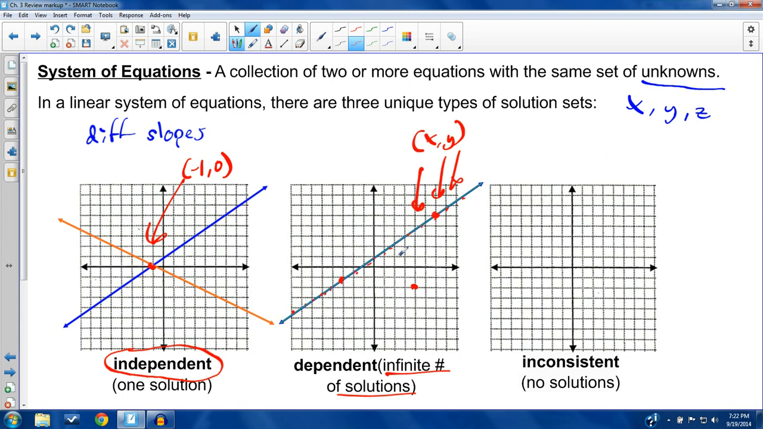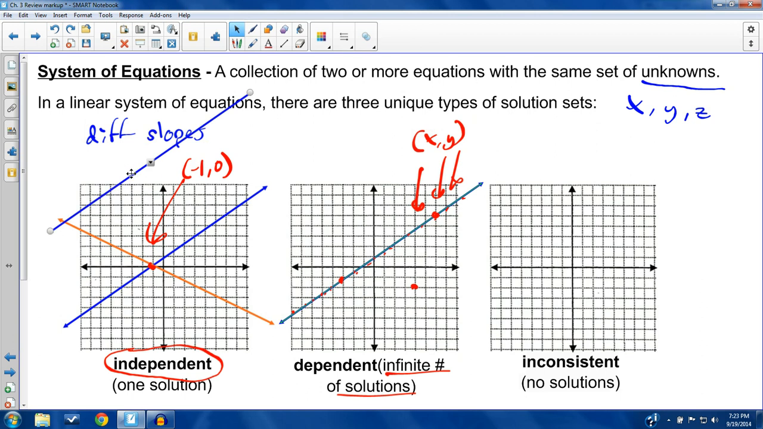So for instance, this point right here, 1, 2, 3, 4, 5, 6, 5, for example, is a solution to both these equations because they're both the same equation. Now, when you see these, you don't see them both written the same in y equals mx plus b form. One might be a multiplier of the other, but when you put them in slope-intercept form, they'll both be the same.